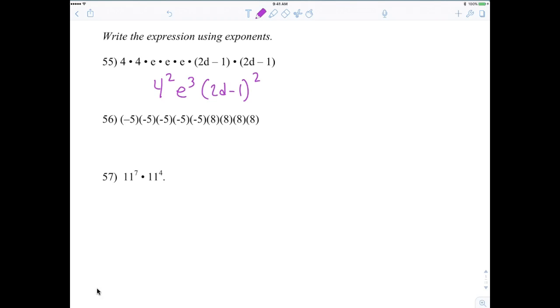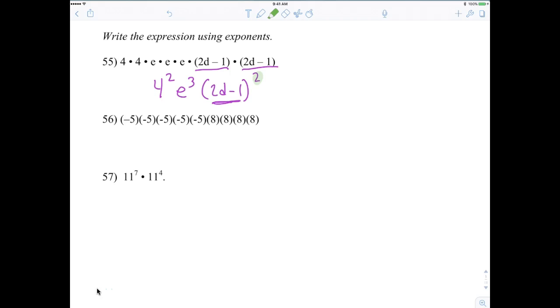Wait a minute. Look up at the board. You're not doing them individually, right? So 2d minus 1 and 2d minus 1 is written as 2d minus 1, but it's to the what power? To the second. You with me now? All right. Does anybody have any questions with that?